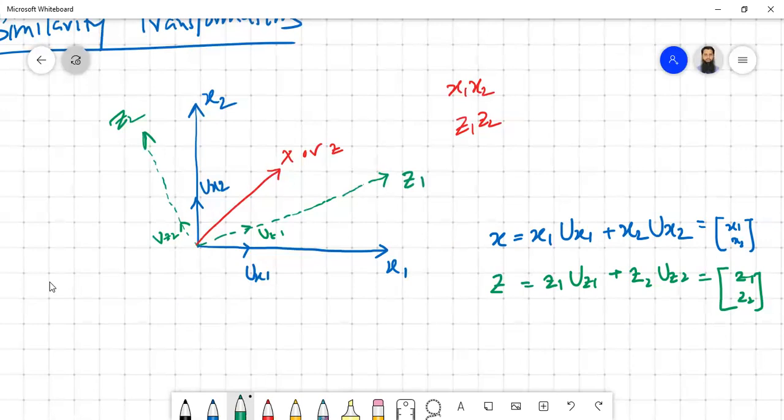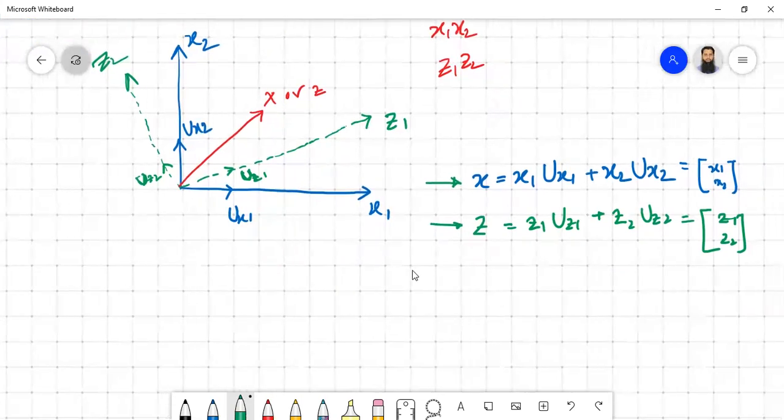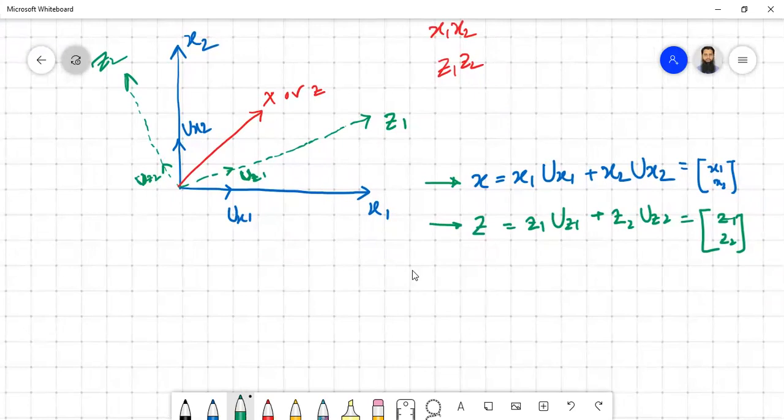Okay, so we can represent the unit basis vectors in the Z domain as well. And we can write the equation of x in this way, and we can write the equation of Z in this way. But eventually, one thing we have to keep in mind is that they actually represent the same system. X and Z are the same. So we are just trying to see how they can be transformed from one to another.